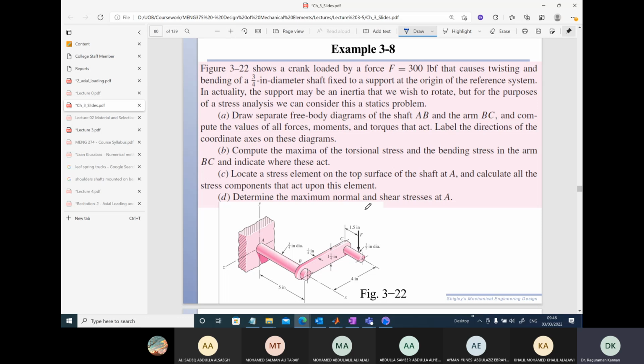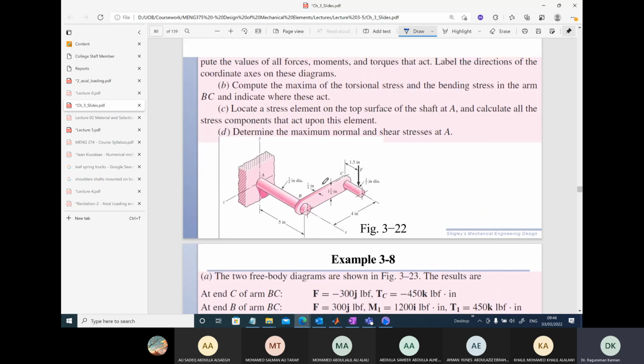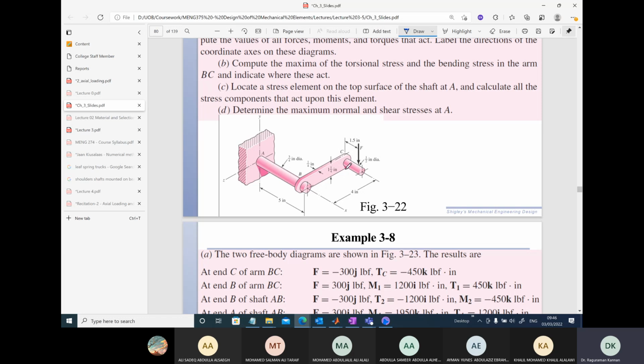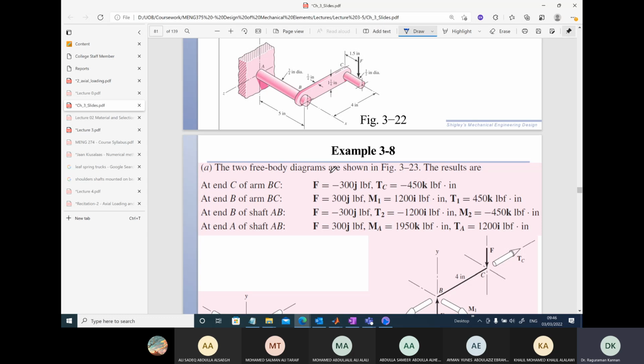So this problem, I will try to solve next class, because it is going to be quite long. This is a 3D problem, and you are asked to calculate the stresses at various locations, maybe at the location A. Since this is a 3D problem, we have to express all the forces in vector form. It is better to express in IJK format so that we do not miss anything.